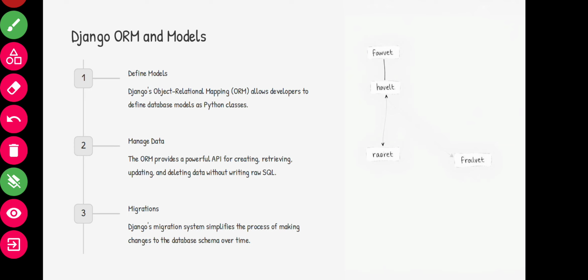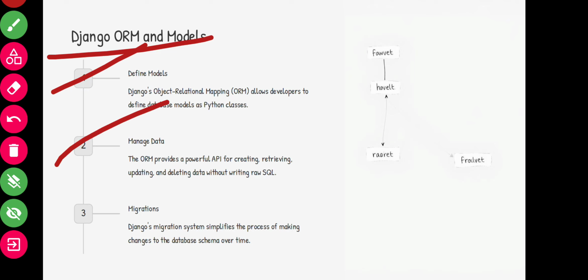So the next one we're gonna see is Django ORM and model. In this it handles three things: one is define model, manage data, and migrations. In define model, it uses ORM, which means object relational mapping, and it also helps the developers to define database models in Python.